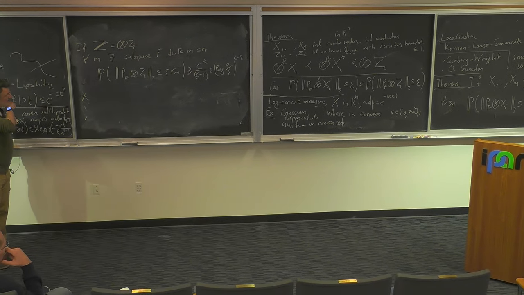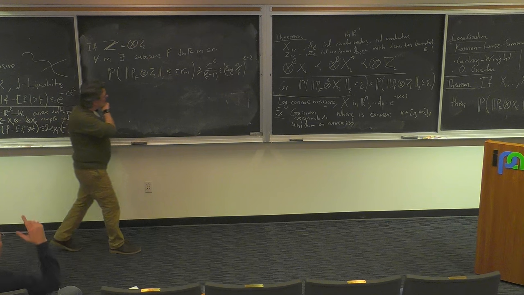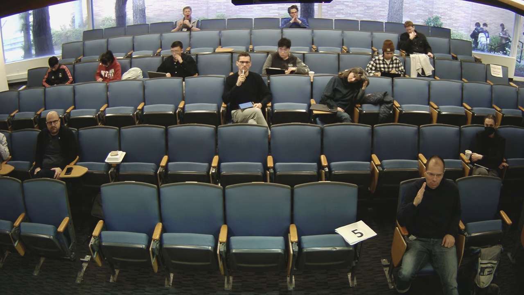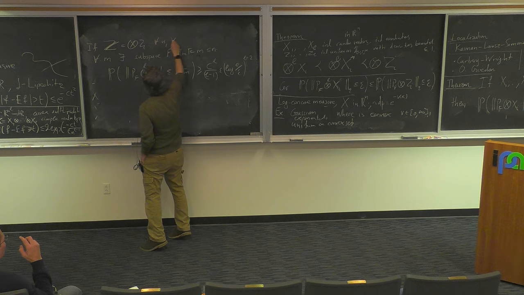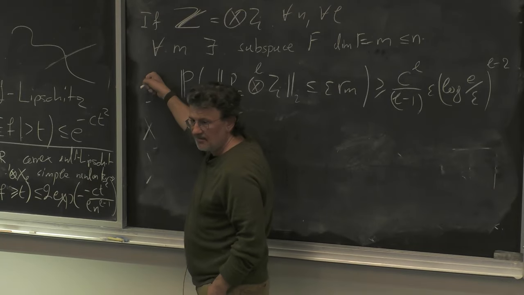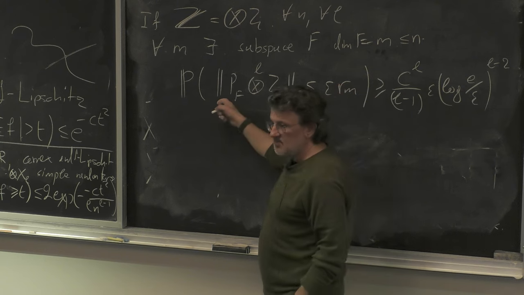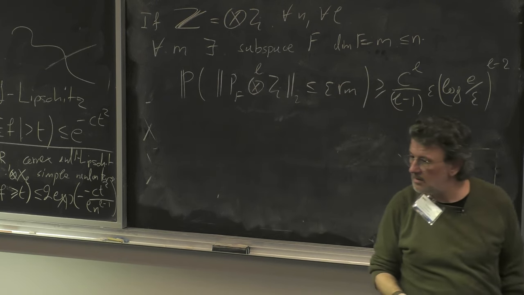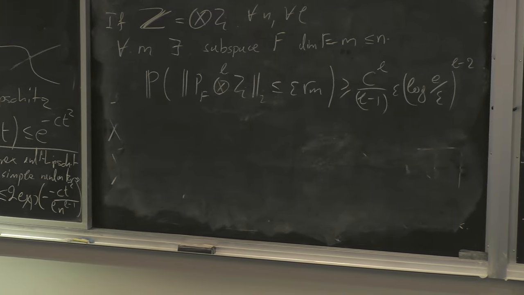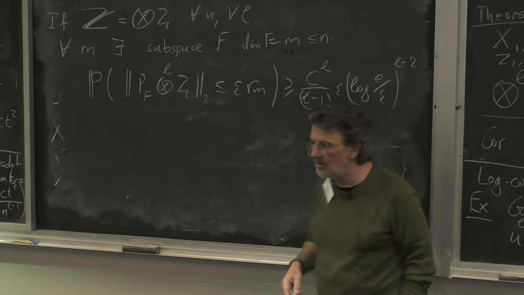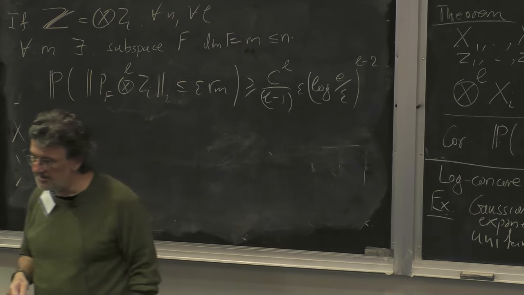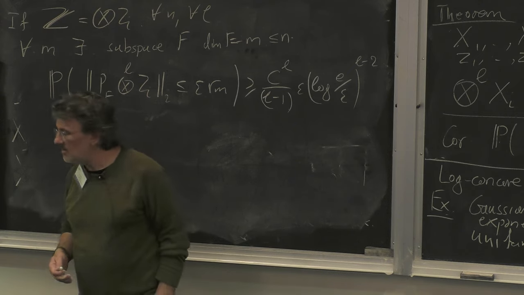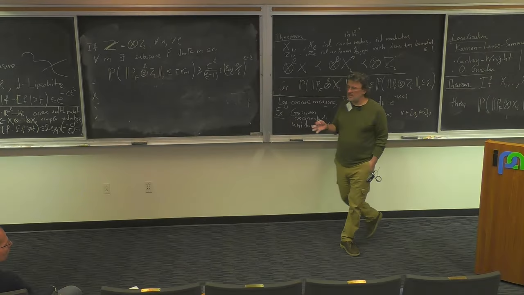And then there was another surprise to me. So m is the dimensionality of the vectors? M is the dimension of my subspace. So for every n, and for every l, and for every m up to n, I can find a subspace so that it will satisfy this. L is the number of factors you have in the tensor product. M is the dimension of the subspace that I'm projecting on in my huge space of tensors. Here m is n, and epsilon is anything in (0,1).